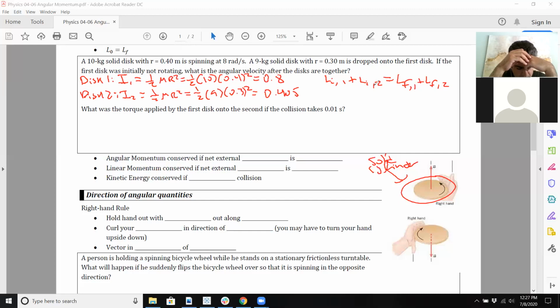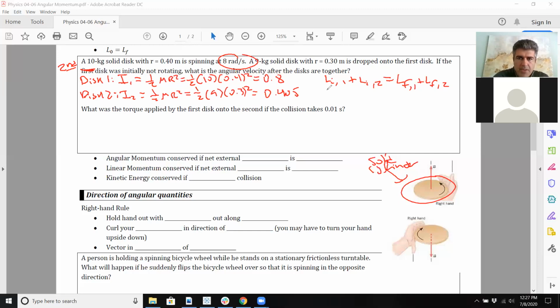Actually, that's a little confusing what they're saying here. So a solid disk is spinning, then another solid disk is dropped onto the first disk. I think what they meant to say, that's kind of a typo, I think they meant to say the second disk. Because clearly the first disk is rotating, so that seems weird to me. So here's what we're going to do.